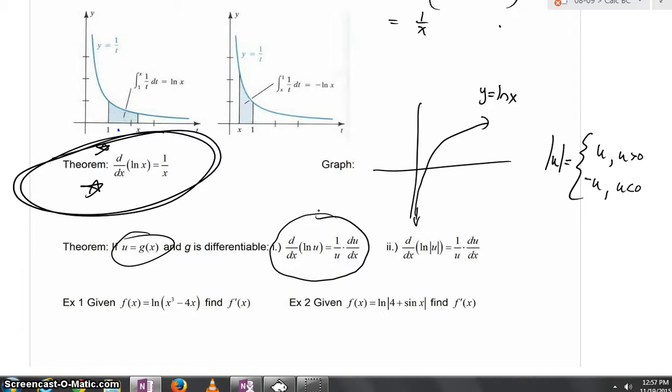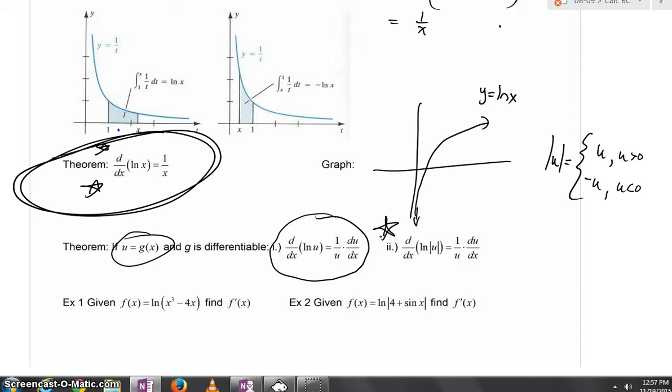Here, though, for step 2, is the amazing, more powerful follow-up. We can actually go and say the natural log of the absolute value of u, when I take the derivative of that, I get the very same thing, 1 over u times du dx. Right now, that might seem far-fetched.